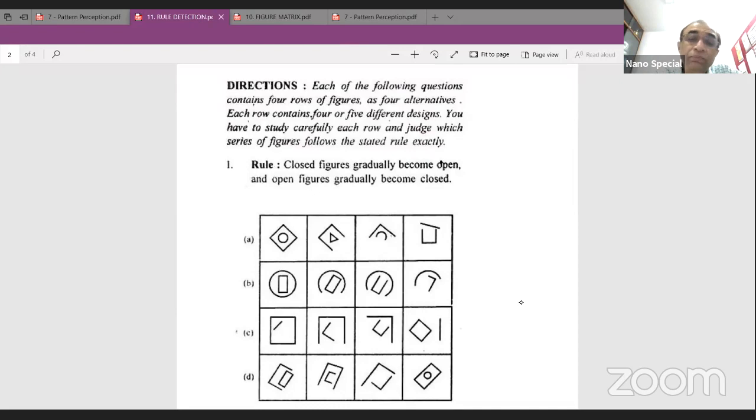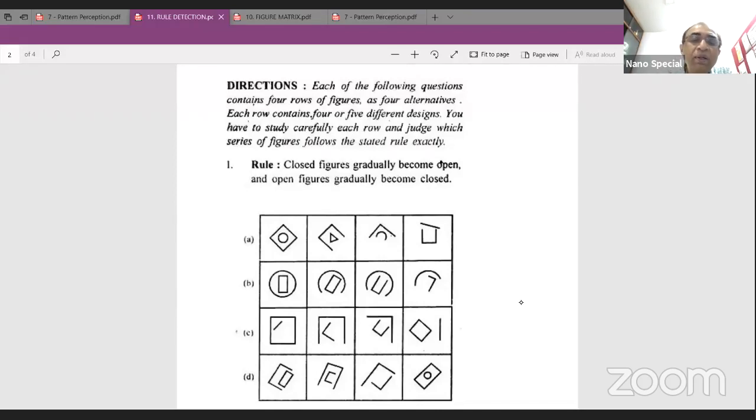What is the rule? The rule is closed figures gradually become open and open figures gradually become closed. Madhumita, look at your answer. Closed figures gradually become open. No, that is also not the answer, Madhumita. Closed figures gradually become open and open figures gradually become closed. So what are we dealing with in A, for example? Madhumita, yes, now you've got it.